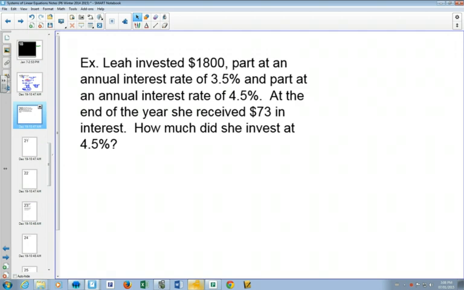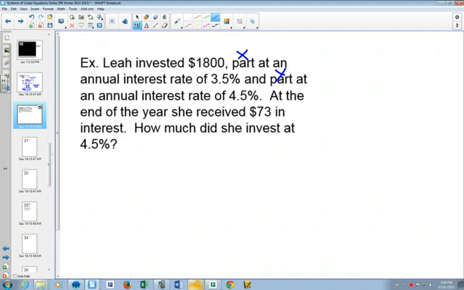How much did she invest at 4.5%? That's the question. So first of all, we have to figure out what variables we'd like to use. Then we'd have to write as many equations as we can. Can you see that there's two things you don't know? You don't know how much was at 3.5%, so we could call that x. And we don't know how much was at 4.5%, that's y.